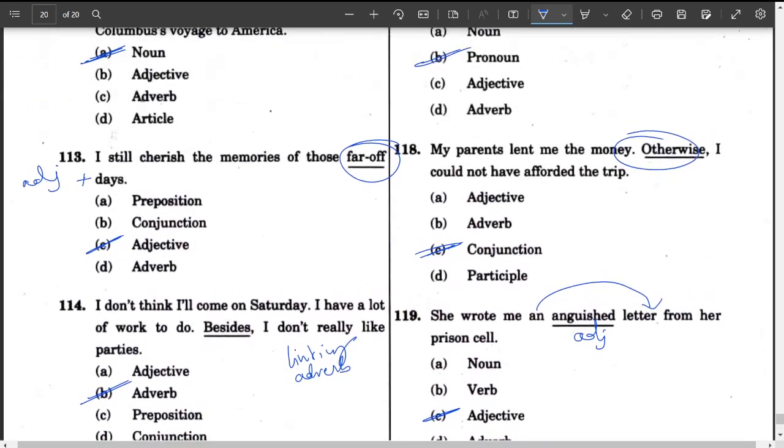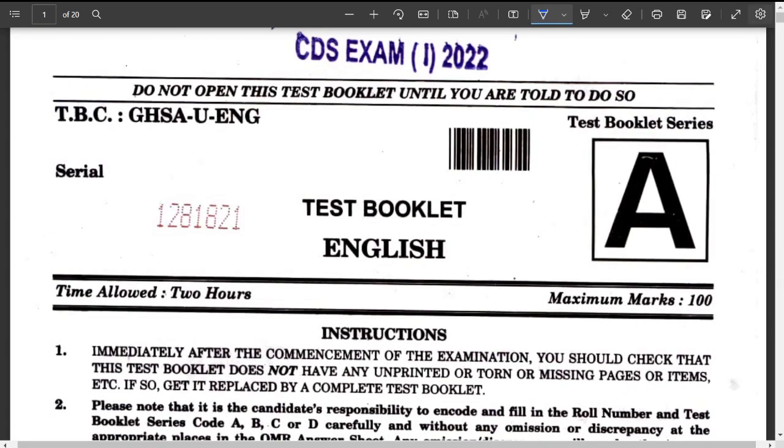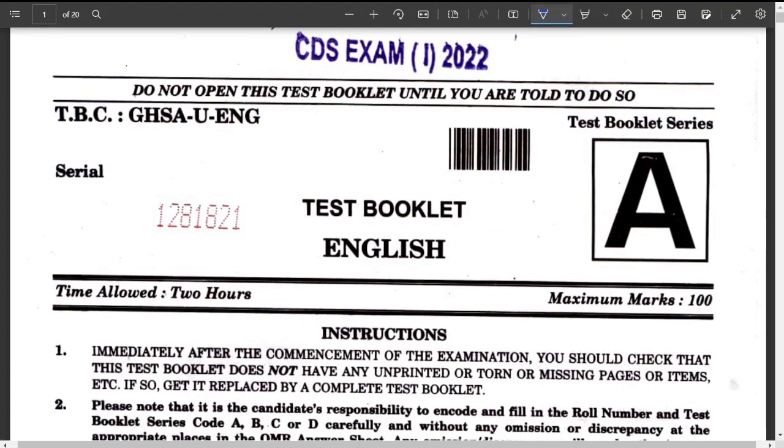So this is it for this video, students, right? I will be uploading the remaining question paper explanations very soon. Whatever rules I am giving you in this explanation, please do make sure to make a note of it. There are shortcuts which you can use, connectors and all. So this is it for this CDS exam 1.